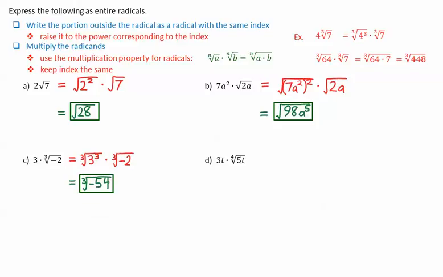For question D, we have a 4th root. That means that we're going to take the 4th root of 3t raised to the 4. We'll then multiply that by the 4th root of 5t. Note that 3t all raised to the 4 is equal to 81t to the 4. We then multiply 81t to the 4 times 5t. This gives a result of the 4th root of 405t to the 5.